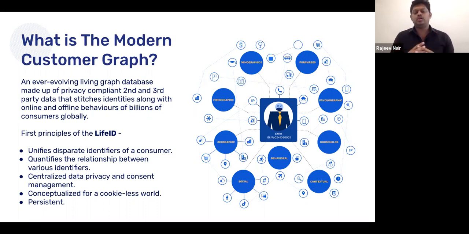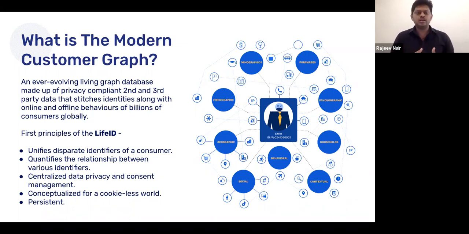The third principle was to conceptualize this whole graph in such a way that consent management and data privacy is central to it. We'll be diving deep into this point in some of our subsequent slides on how you can have a very broad opt-out mechanism at scale using some of the graph concepts. Life ID is also conceptualized to work in a future world where cookies do not exist and where some of the IDs that are very relevant today are perhaps sparse. So we wanted a framework that will stay relevant even in a world where new IDs have come up, and where some of the IDs that are taken for granted today do not exist.